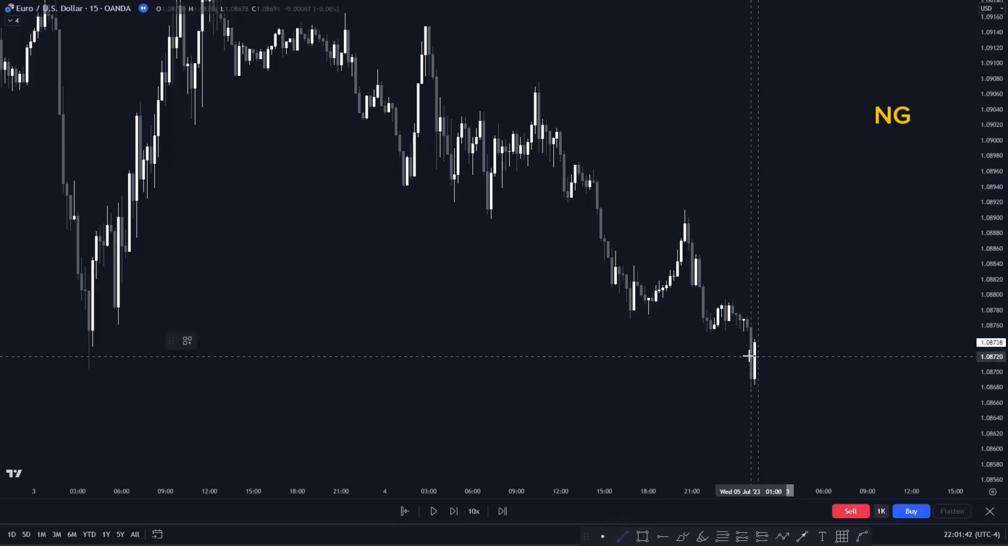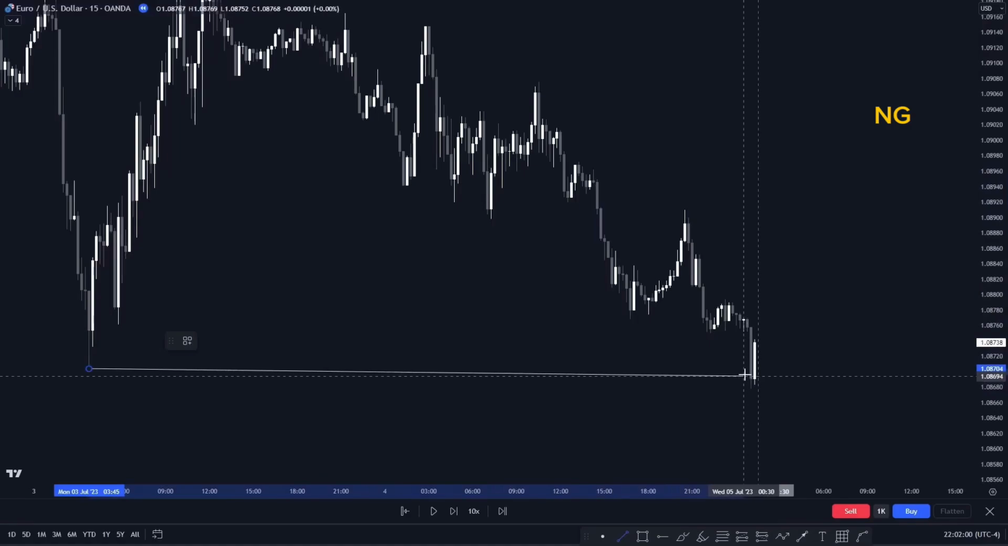You can clearly see that, okay, there was a sweep of this low. There was no big displacement, and the structure here was very bearish. But this is not our timing. We're only focusing on this time at 2 a.m. So we do have this low that was just swept.